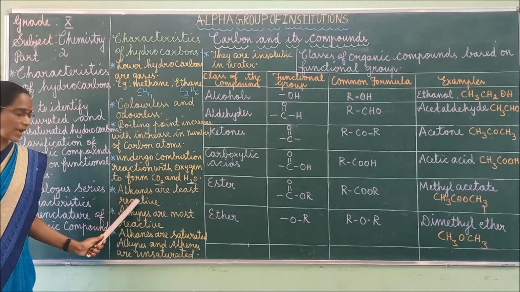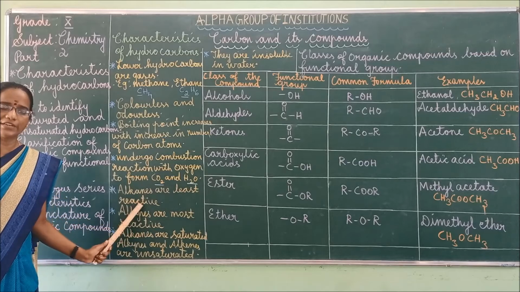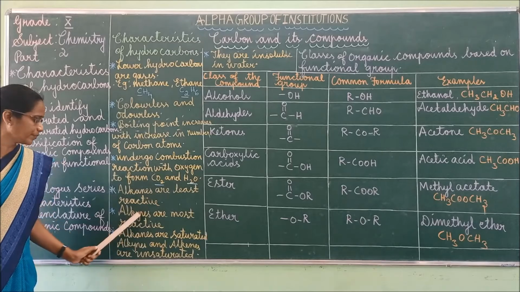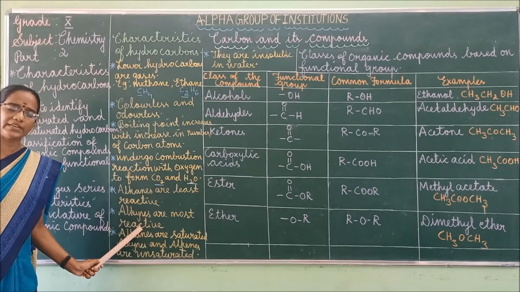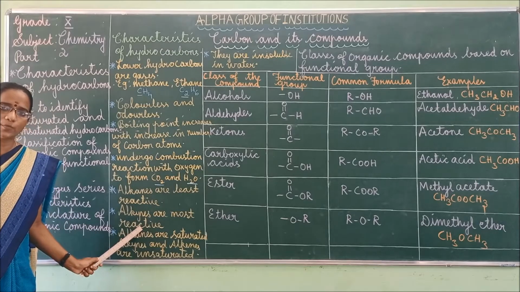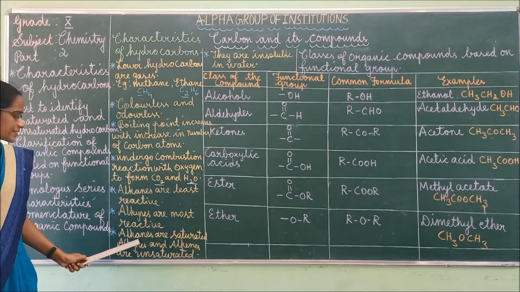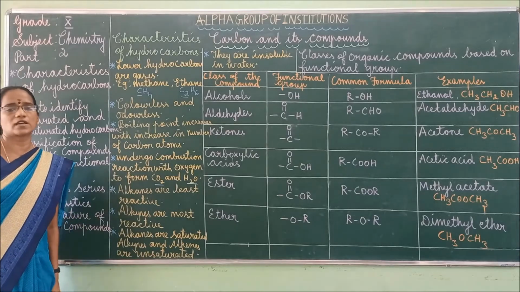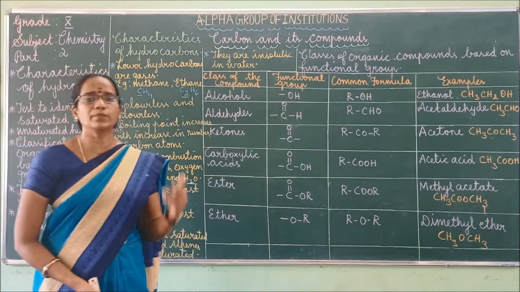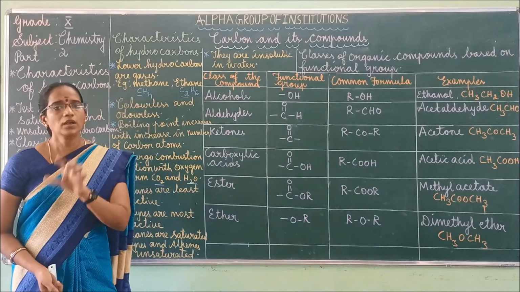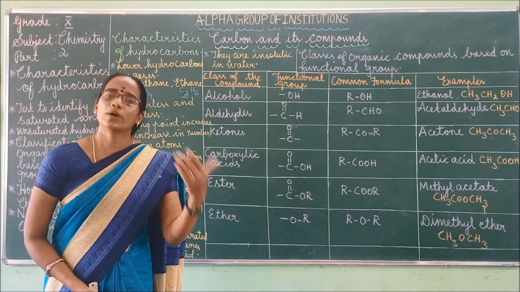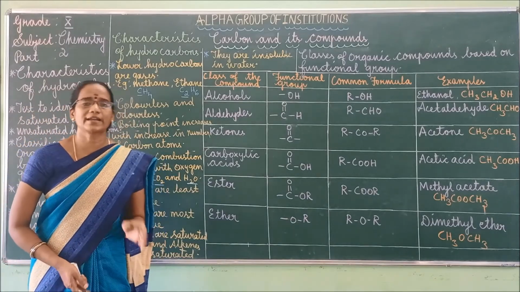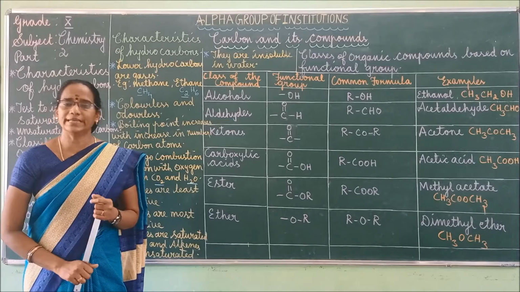Right. Next one, alkanes are least reactive in nature because here the carbon atoms are connected by single bond. Alkynes are most reactive in nature because the carbon atoms are connected by triple bond. Okay. Next one, alkanes are saturated, whereas alkenes and alkynes are unsaturated. You know the meaning, because alkanes are connected by single bond, alkenes are connected by double bond, whereas alkynes are connected by triple bond. And the last point is hydrocarbons are insoluble in water.